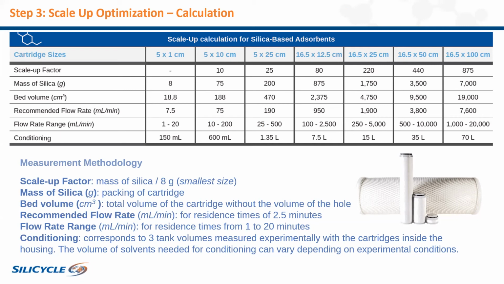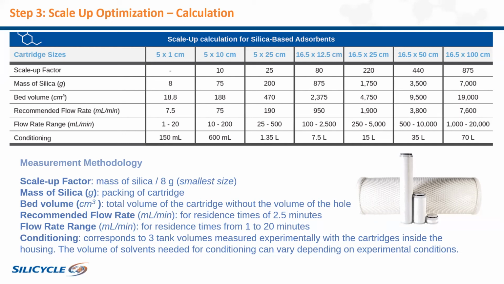You have the recommended flow rate. So you can see we have for the 5 by 1, 7.5 milliliters per minute, all the way to 7.6 liters per minute for the 16.5 by 100 centimeters. So the recommended flow rate is determined by the residence time, and what we call the residence time is how long your product stays within the housing and how long it stays in contact with the cartridge. So the most efficient time that we've experienced so far is 2.5 minutes. So the 7.5 milliliters per minute corresponds to 2.5 minutes residence time of the product within the housing.